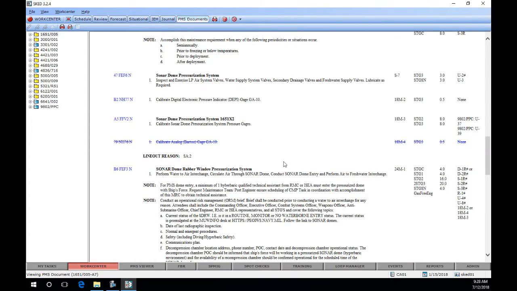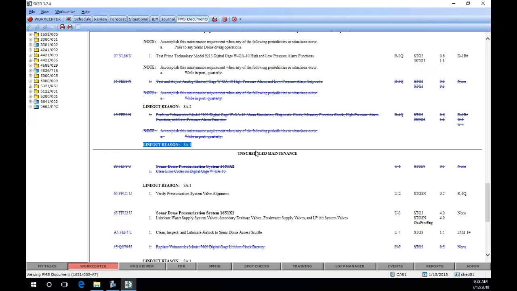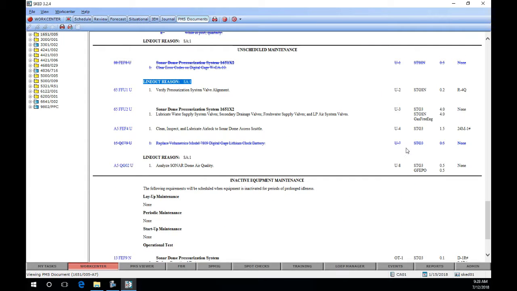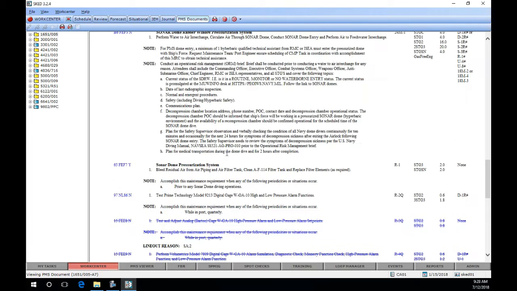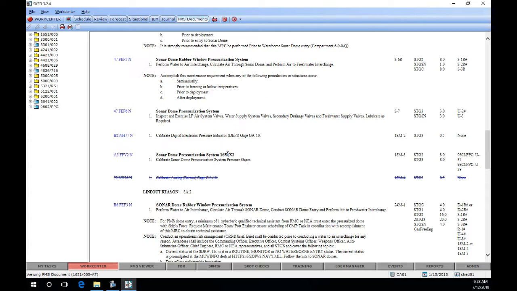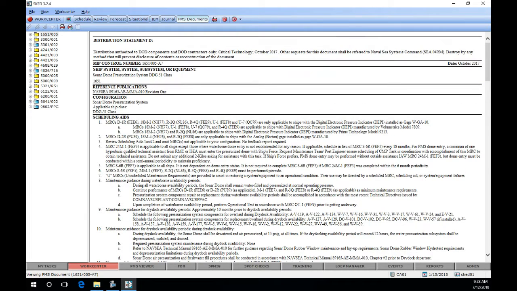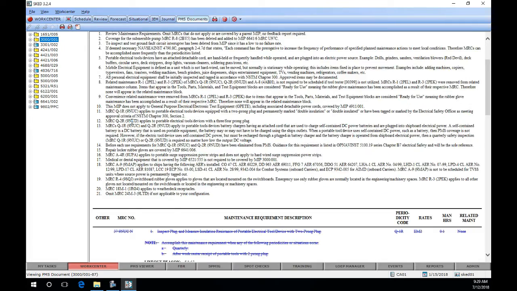So, as we examine the U1, U7, and R4Q checks further down the MIP, we should see these checks lined out with scheduling aid 1 as the reason for these lineouts. Repeat this review process for all remaining MIPs and lined out MRCs within the work center.